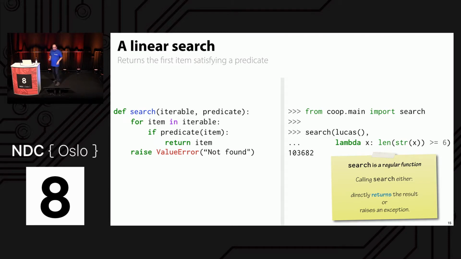Again, no concurrency here yet. So search is just a regular function, and here you can see on the right, I'm asking for the first Lucas number that has at least 6 digits. I'm just converting the Lucas number to a string, checking how long the string is, and we can see that the first Lucas number with at least 6 digits is 103682. Very, very simple Python code. I hope you can all understand this.